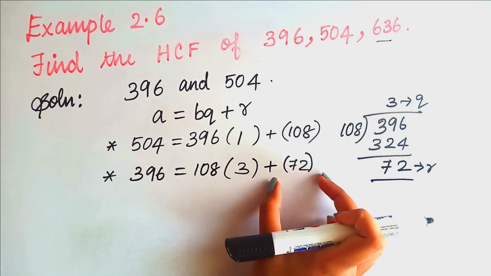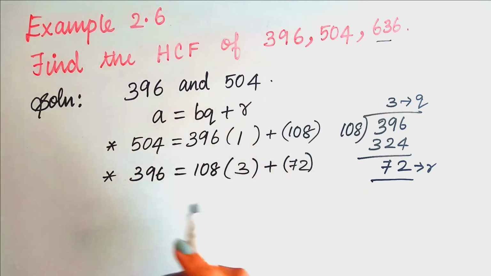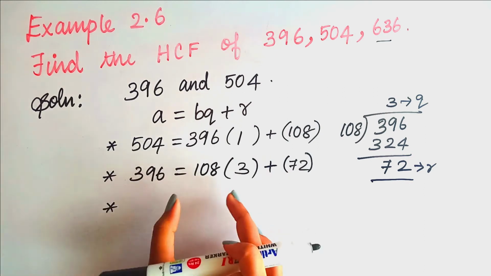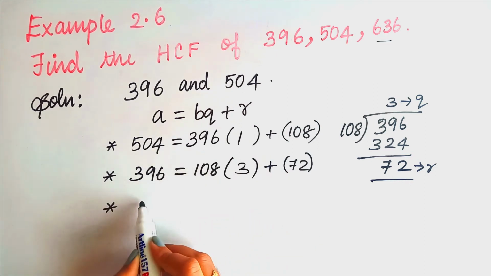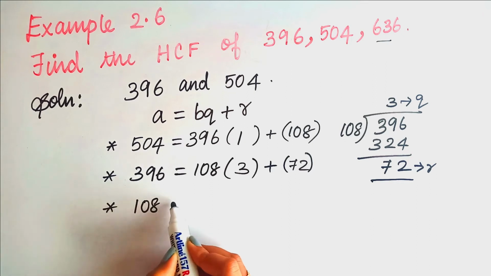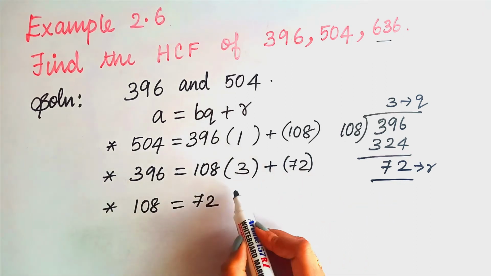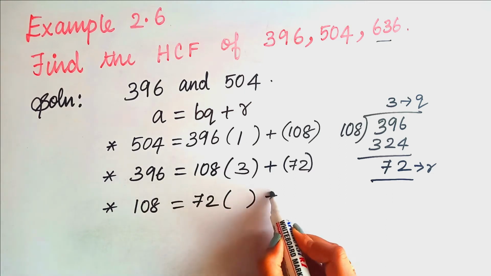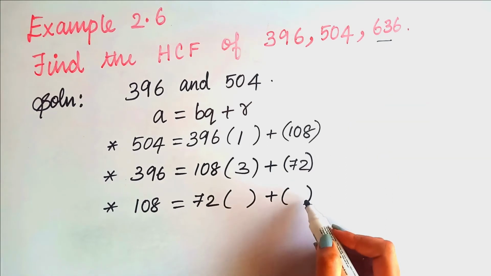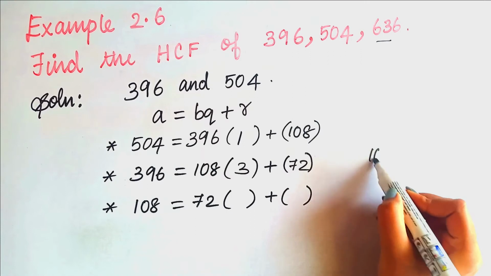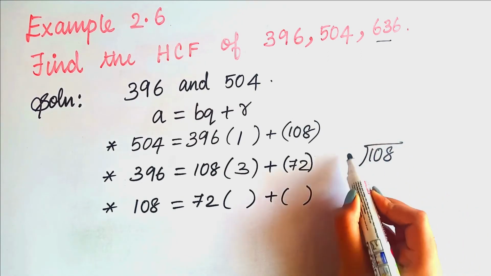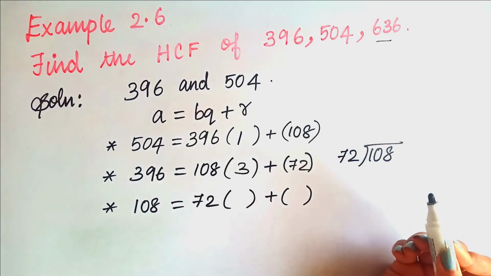And again the remainder is not 0. So we have to continue the process. So here now the divisor will be a dividend which is 108 and the remainder will be a divisor which is 72, and we have to find the quotient and remainder for this. Let's divide. 108 is our dividend and 72 is our divisor.